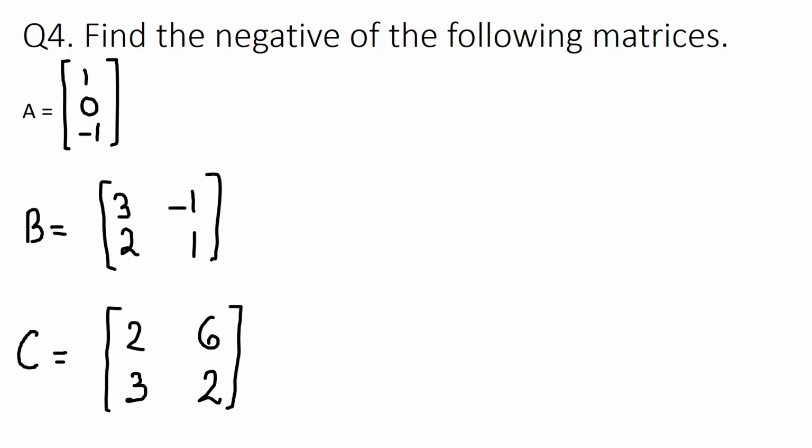So here are a few questions. Find the negative of the following matrices. I will write down how you have to write it: minus A. See, this is A, but I have mentioned here minus A. It means I am going to make the negative of this matrix. So this is positive 1, I made it -1. This is 0, remains the same. -1 is +1.